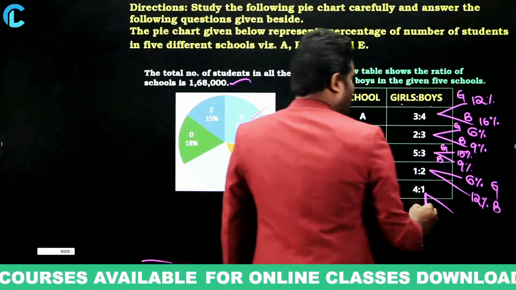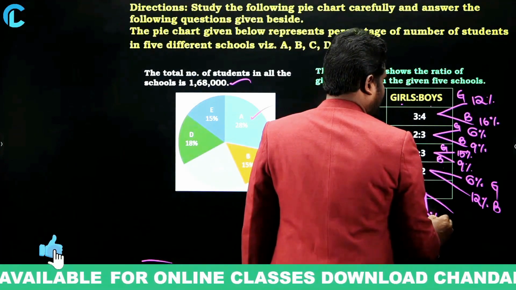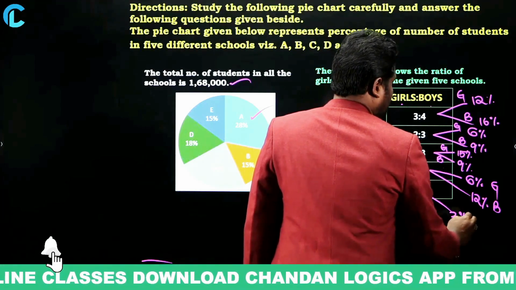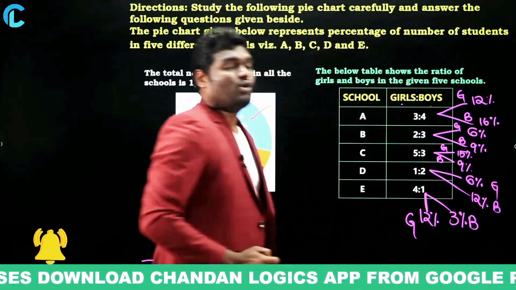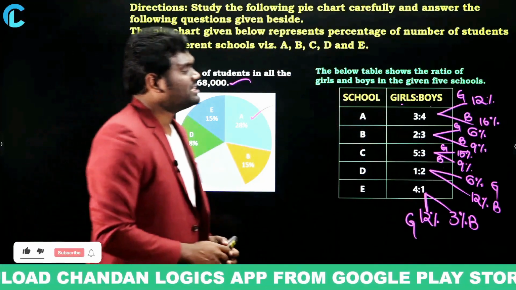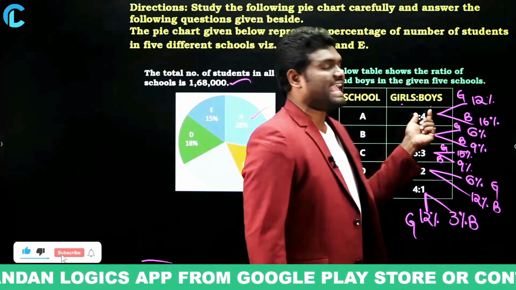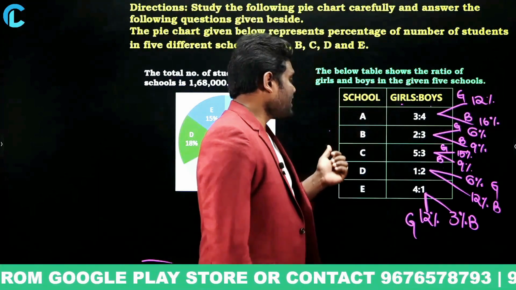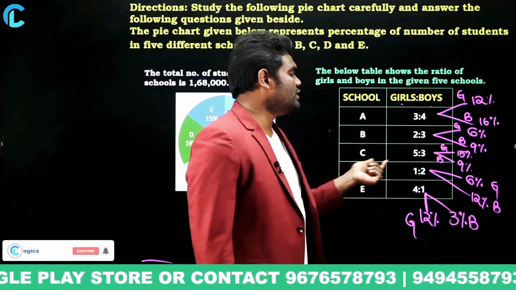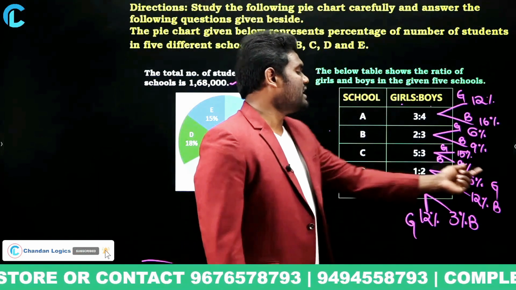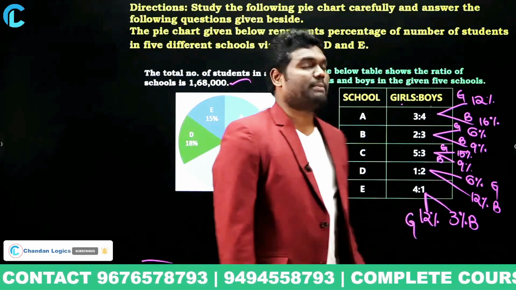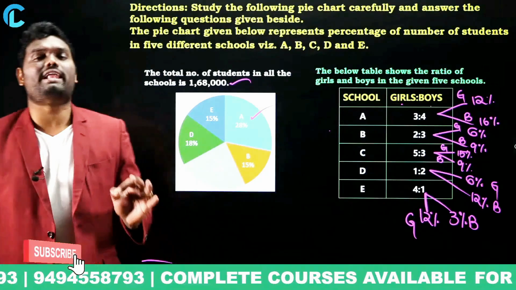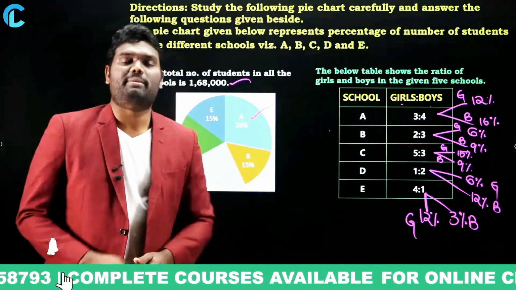1 part is 3, so 4 parts will be how much? 12. 1 part will be how much? 3. So this is girls, this is boys. Now here I have the girls and boys percentage for each and every school. In school A, girls 12%. In school B, girls 6%, school C, girls 15%, school D, girls 6%, school E, girls 12%. So once you know the girls and boys percentage individually in every school, the calculation will be very easy for us.